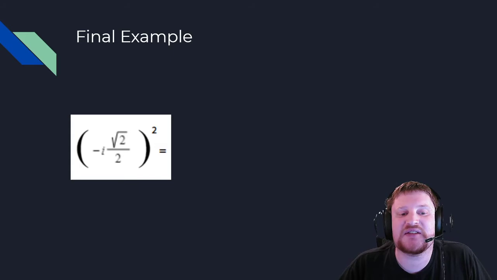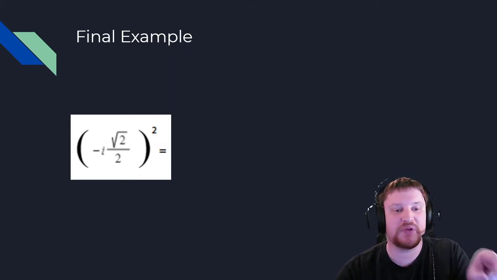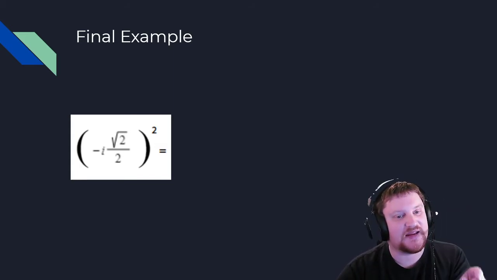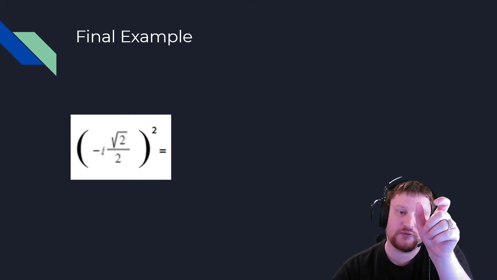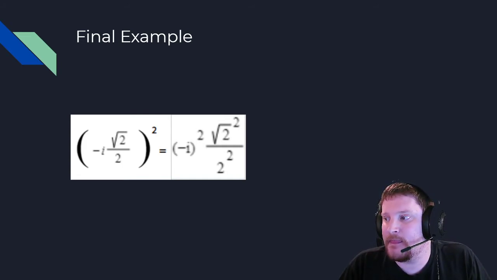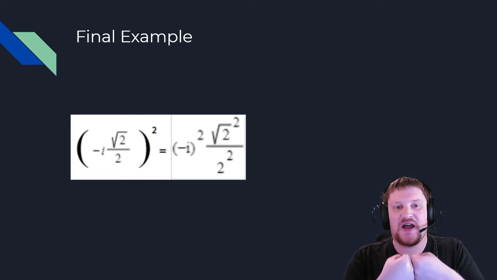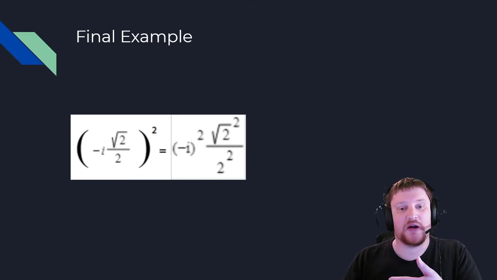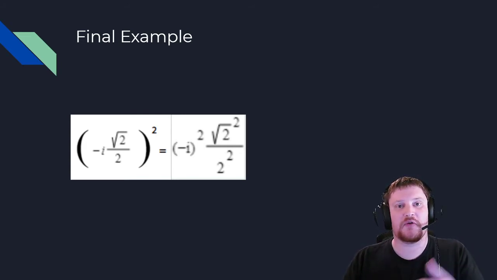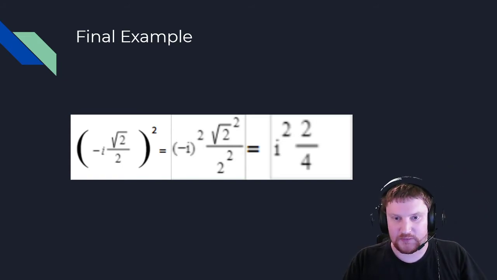Luckily, it's a very step-by-step simple process. First thing we're going to do is we're going to take that squared and we're going to apply it to each of the three parts. So we're going to square negative I, we're going to square the square root of 2, and we're going to square 2. And that'll look like this. Well, negative I squared, a negative times a negative is a positive. So negative I times negative I is just I squared. Square root of 2 times the square root of 2 is just 2. 2 times 2 is 4. So we have I squared times 2 on top, 4 on bottom.